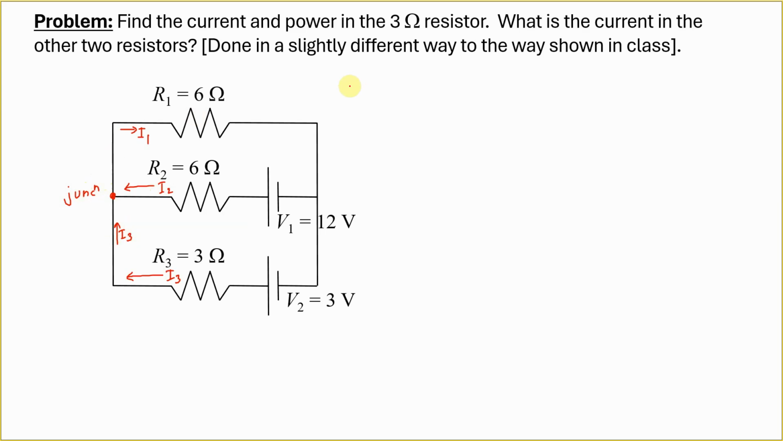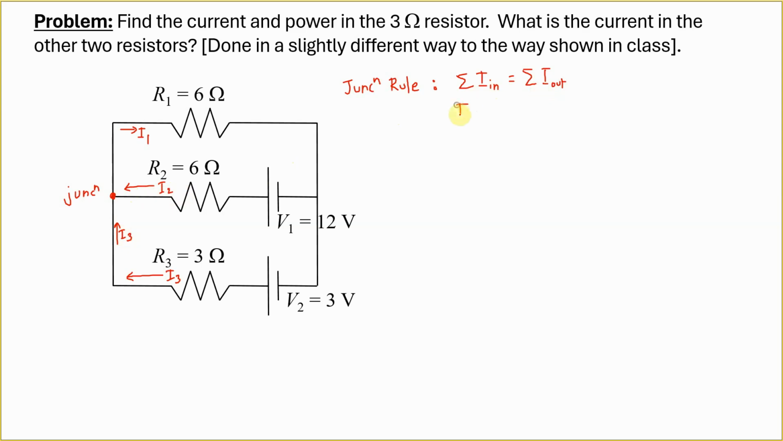So firstly, the junction rule of Kirchhoff tells me that the summation of current going into a junction is equal to the summation of the current going out of that junction, right? So what is I in? The currents that are going in are I2 and I3.